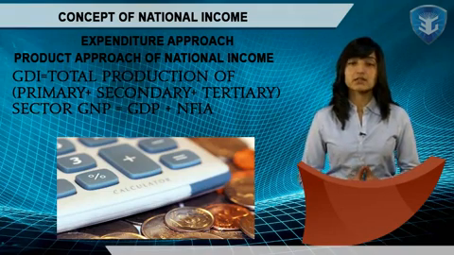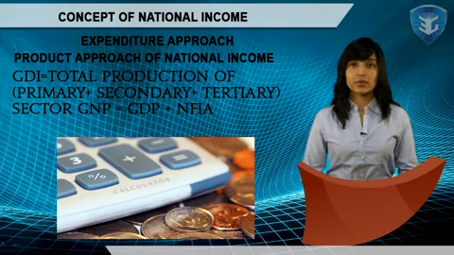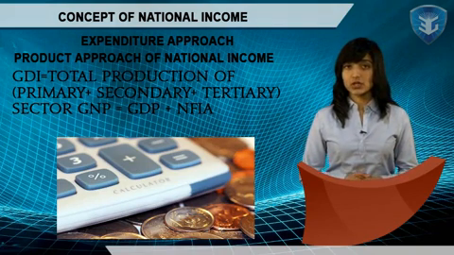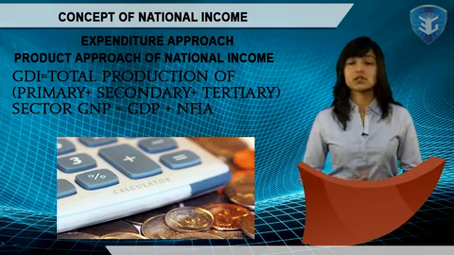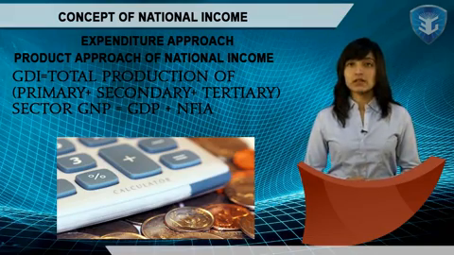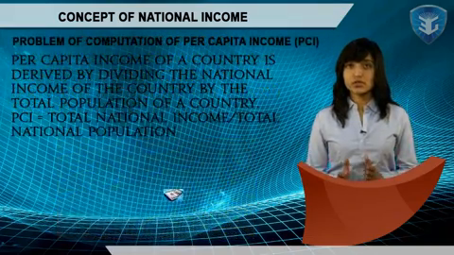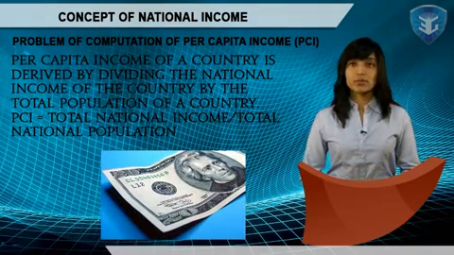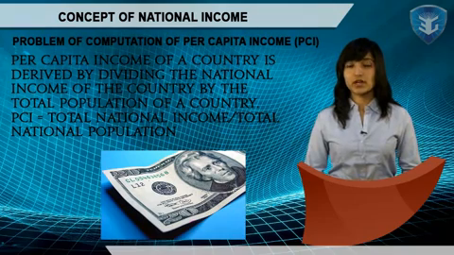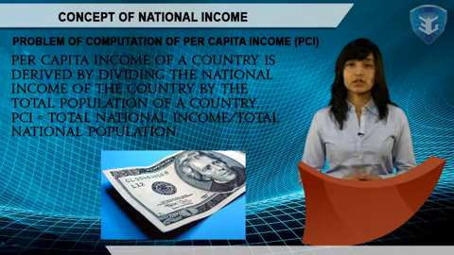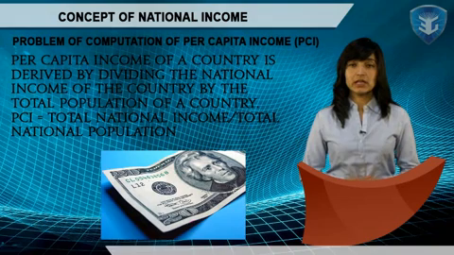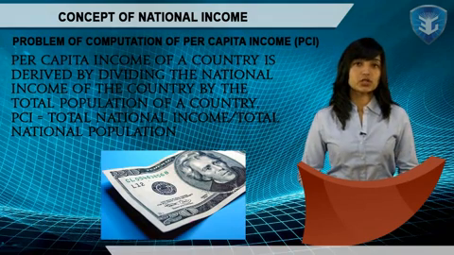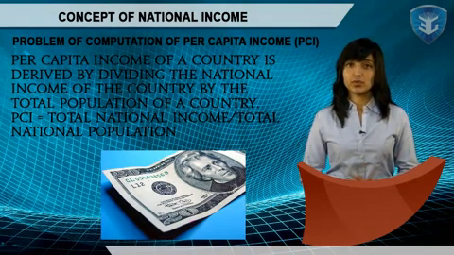Thus, GDP is equal to total production of primary plus secondary plus tertiary sector. GNP is equal to GDP plus NFIA. Problem of computation of per capita income (PCI). Per capita income of a country is derived by dividing the national income of the country by the total population of a country. Thus, PCI is equal to total national income over total population.